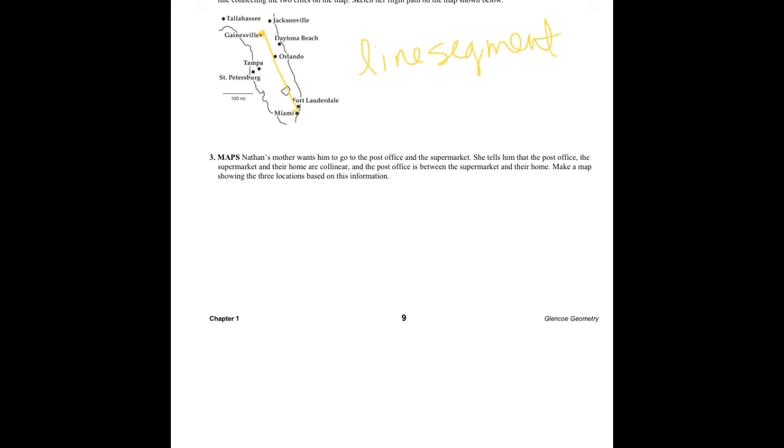Nathan's mother wants him to go to the post office and the supermarket. She tells him that the post office, the supermarket, and their home are collinear. Make a map showing the three locations based on this information. Let's see. The post office is between the supermarket and their home. So, supermarket, home, post office. So that could be your model. That would be perfect, okay?